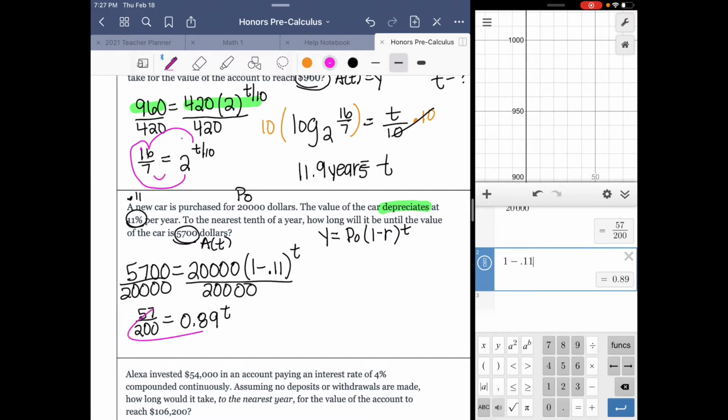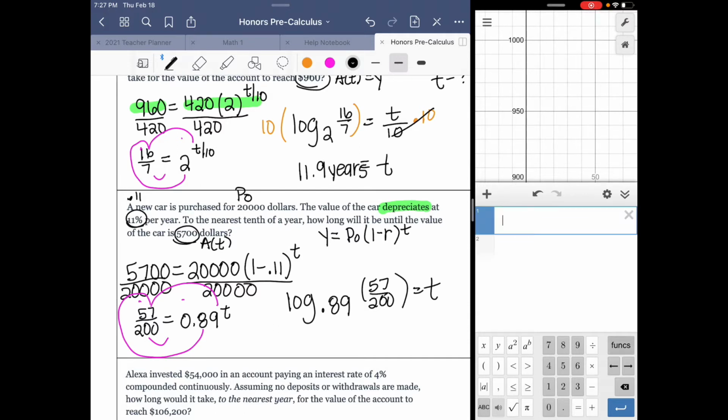I start with my base and raise it to 57 over 200, which is equal to t. So I have log of 0.89 raised to 57 over 200 equals t, and I can plug it right into Desmos. So t is approximately, rounded to the nearest tenth of a year, 10.8 years. Again, I can test that and make sure I have the right answer.